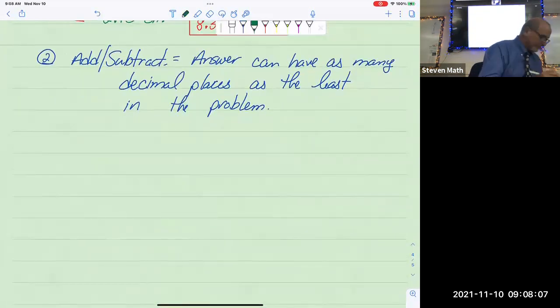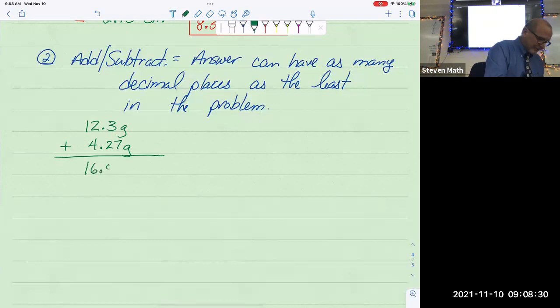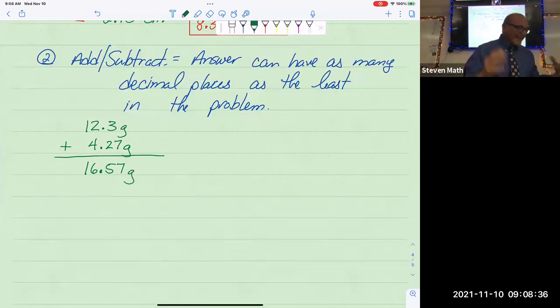Here's what we mean. 12.3, and we're going to add to that 4.27. Texas Instruments spits out 16.57. But I can't represent that level of accuracy because I only know my accuracy to the tenth. So the best answer you can put is 16.6.